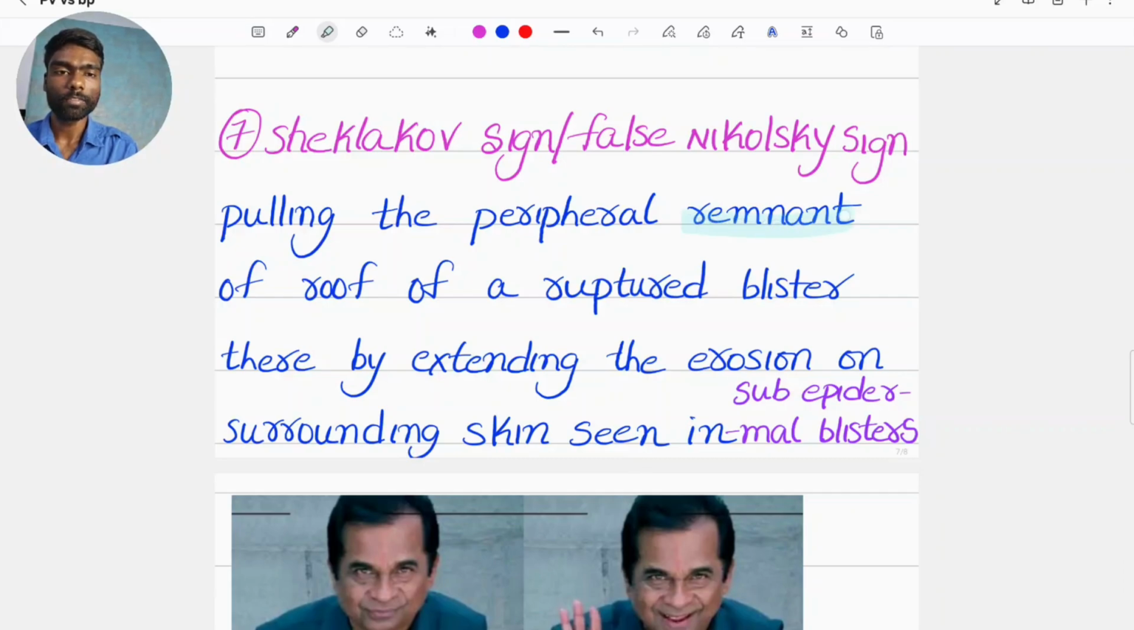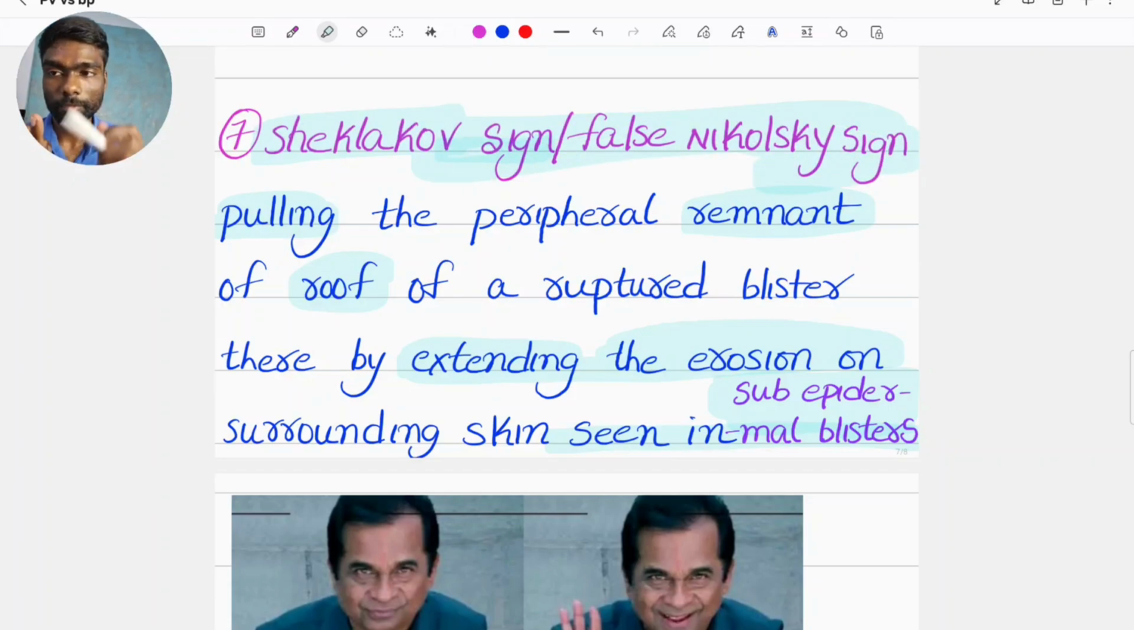Now here the intact bulla got ruptured. Only the remnants of the roof are present. Pulling off peripheral remnants of the roof of a ruptured blister, thereby extending the erosion on surrounding skin. It is seen in subepidermal blistering disorders. This sign is called Shekhlakov sign or false Nikolsky sign.